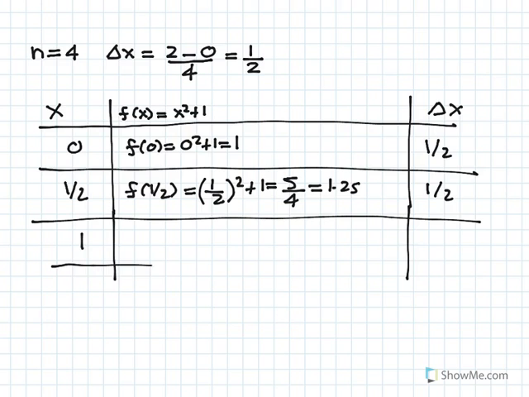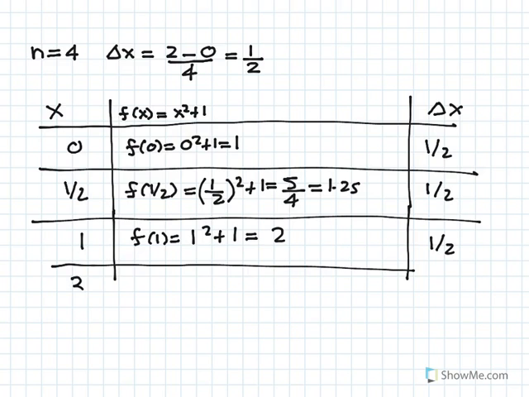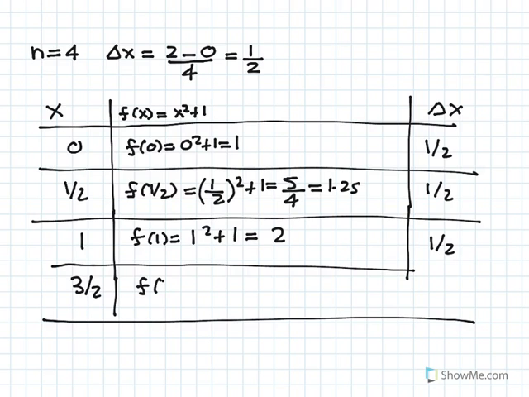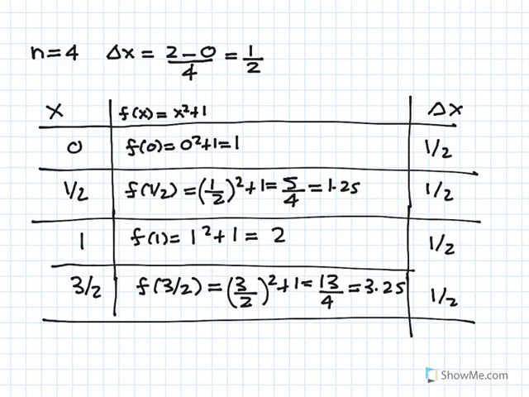When x is 1, f of 1 is 1 squared plus 1. That's equal to 2, and the width is 1/2. And the last x value, when x is 3/2, plugging that into the function, f of 3/2 is equal to 3/2 squared plus 1. And that works out to 13/4. That is 3.25. And the width, again, is 1/2.